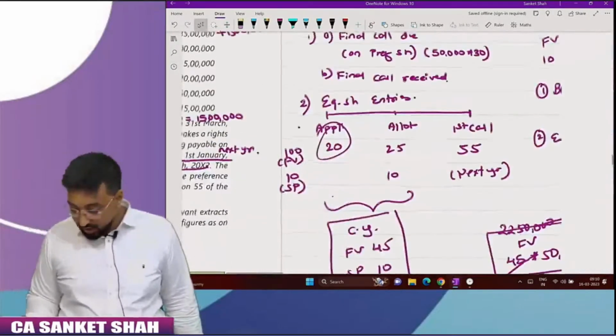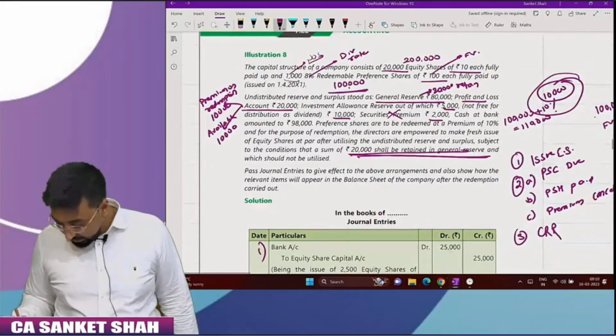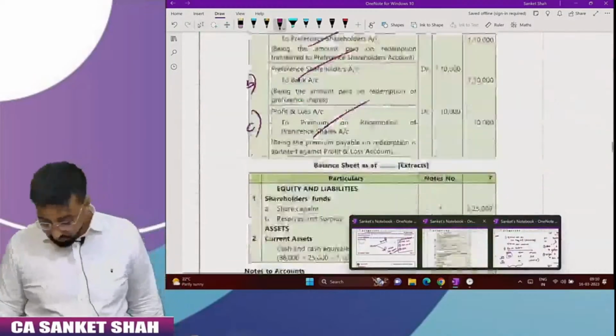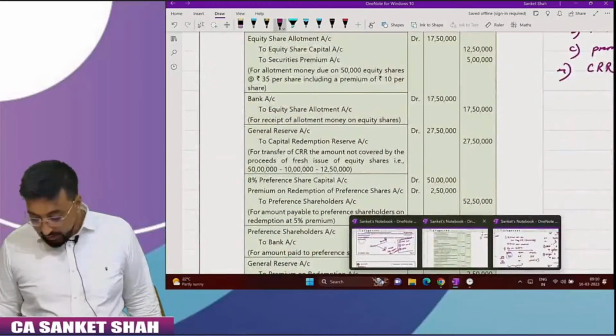Yes, you can check it now. We will start from final call due. So you can check in the answer. What is the sequence? See the sequence. If you are not getting any entry, you can ask me.